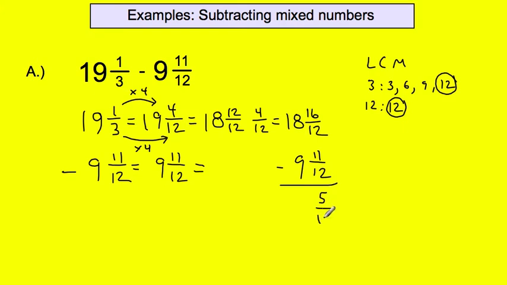And then we're dealing with twelfths there. And then 18 minus 9 is 9. So the answer, 9 and 5 twelfths. Took a long time to get there, multiple steps. But really, the math is not that difficult.